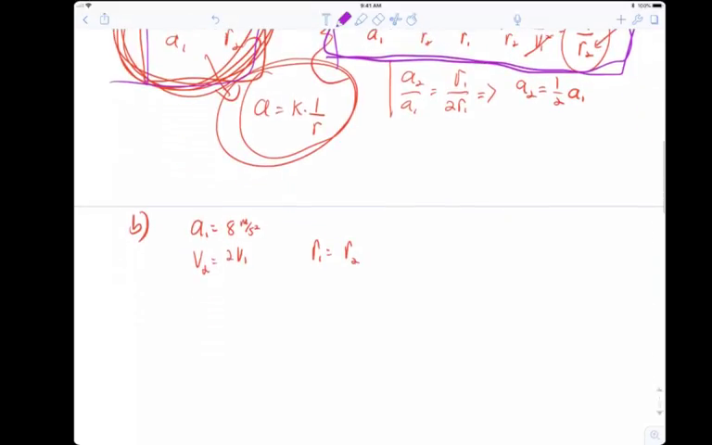There's an alternative way to do this, though, and that's algebraic. a1 is equal to v1 squared over r. a2 is equal to v2 squared over r. Oh, wait, hold on.